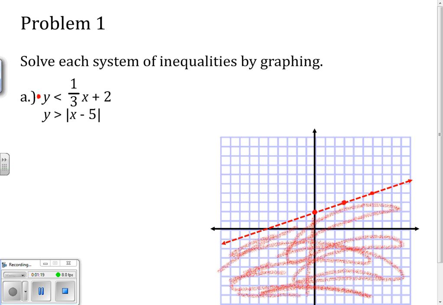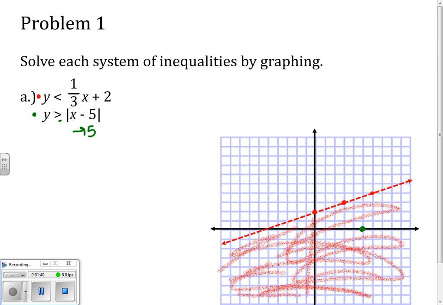For the second one, this is an absolute value. It's a V-shaped graph because of the absolute value bars. It has moved right 5, but not up or down. So I'm going to start by moving my vertex over 5. From there, I'm going to count off that A value, that stretch, that compression. There is no stretch or compression.